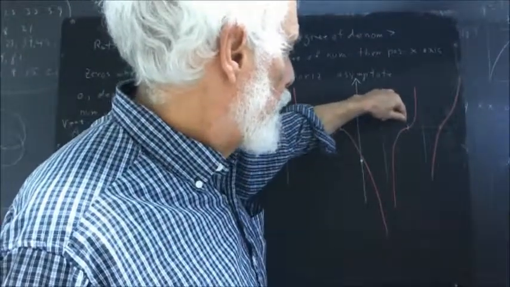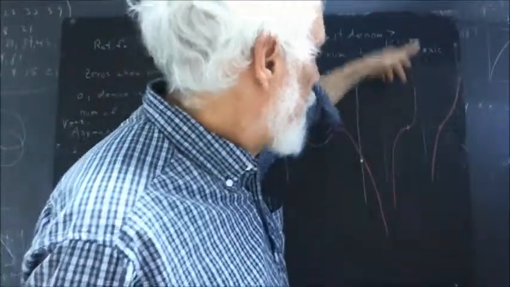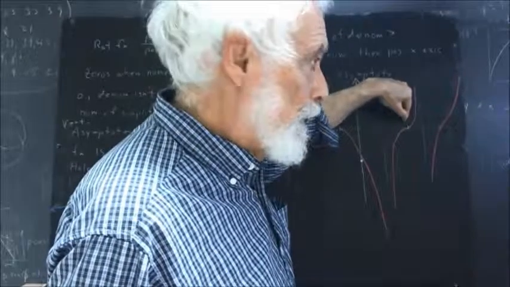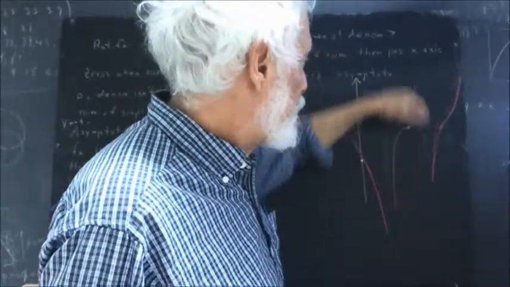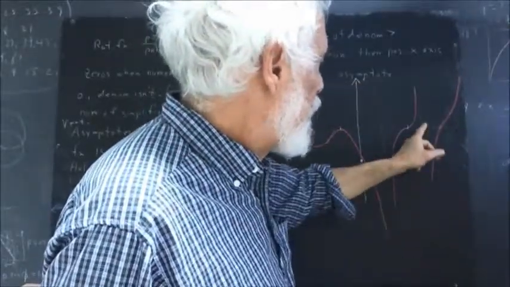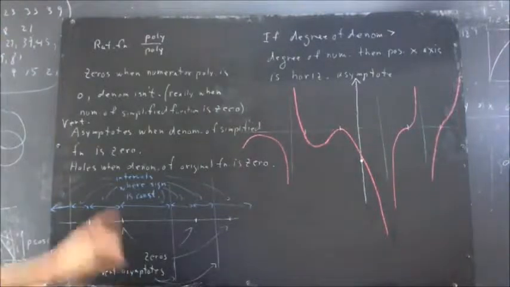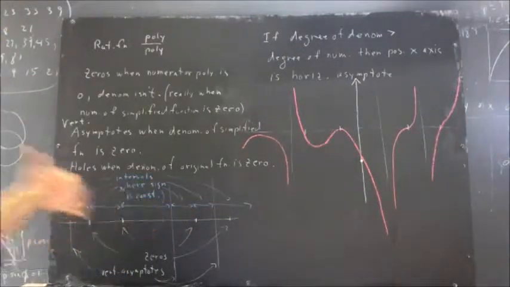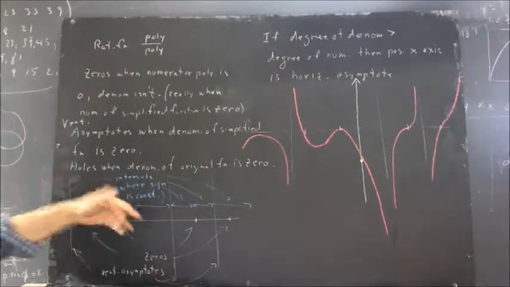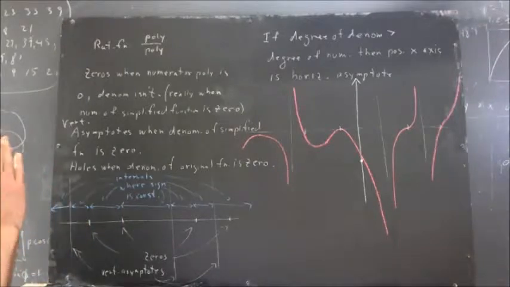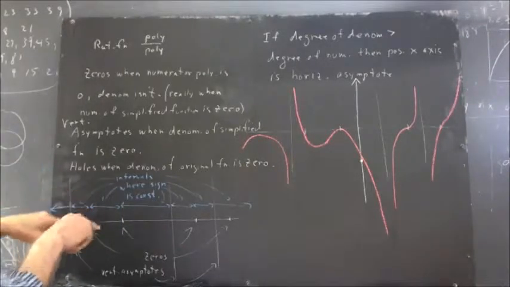Between this asymptote and this 0, it's negative. It goes positive here. Between this 0 and this asymptote it is negative. Between this asymptote and this 0, and then positive to the right of that 0. Constant sign on every interval between consecutive asymptotes and or zeros.